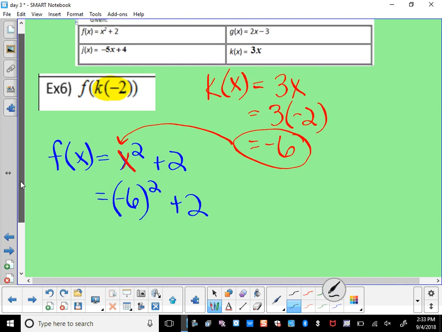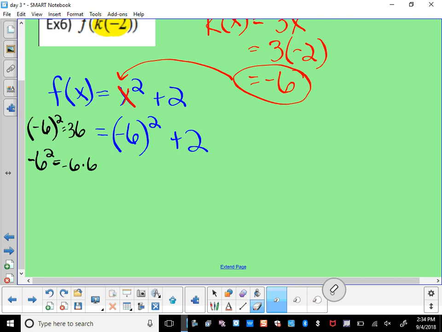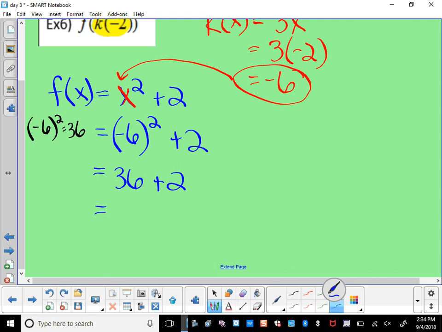Pause for a second and just look up here. This is why your parentheses are important. If you have -6 squared in your calculator, that means -6 times -6, which you get positive 36, right? If you forget your parentheses, that's saying -6 times 6, which would give you a -36. Positive 36 and -36 are very, very different. Make sure you always have your parentheses. You can type this right into your calculator. Let me know what you get. You should get 38.